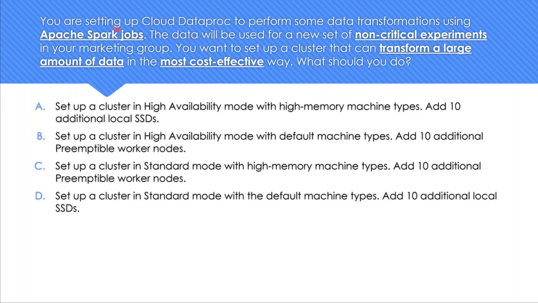Coming back to this question, you're setting up Dataproc to perform data transformation using Apache Spark jobs. The data will be used for a new set of non-critical experiments in your marketing team. So it's not critical. You want to set up a Hadoop Dataproc cluster that can transform a large amount of data in the most cost-effective way. What should you do? Go for it, folks.